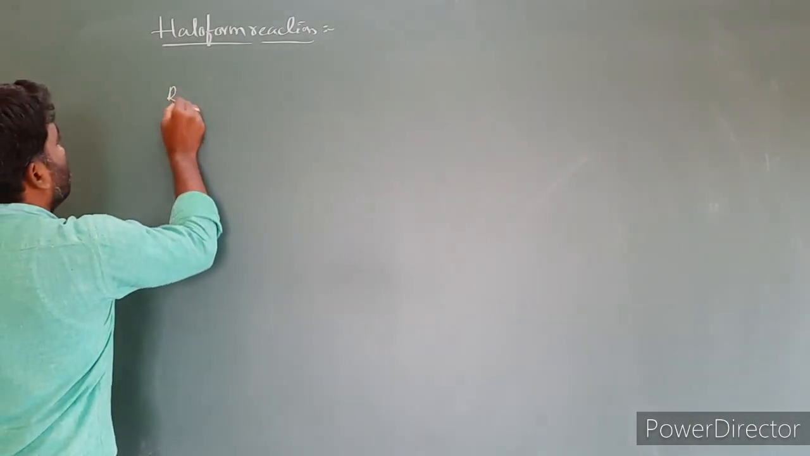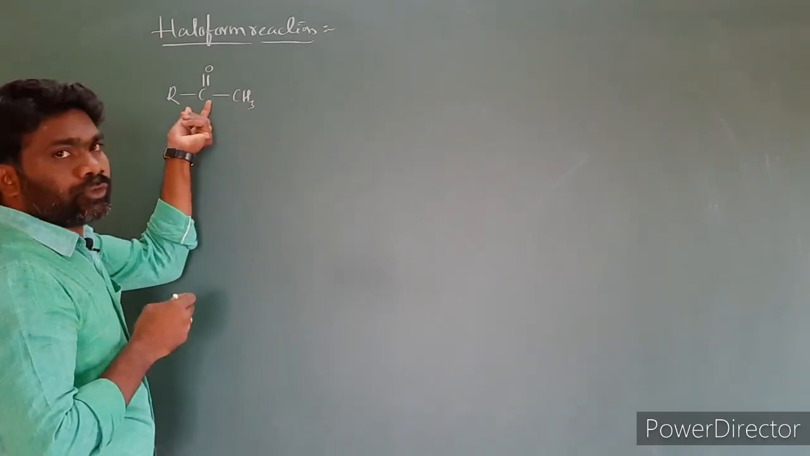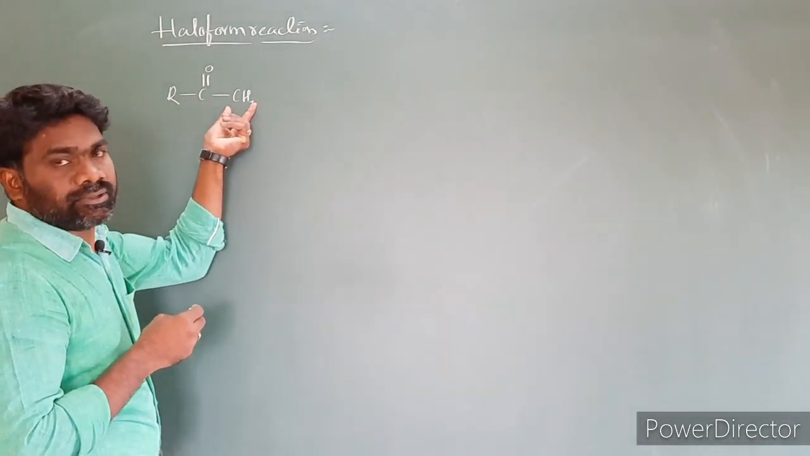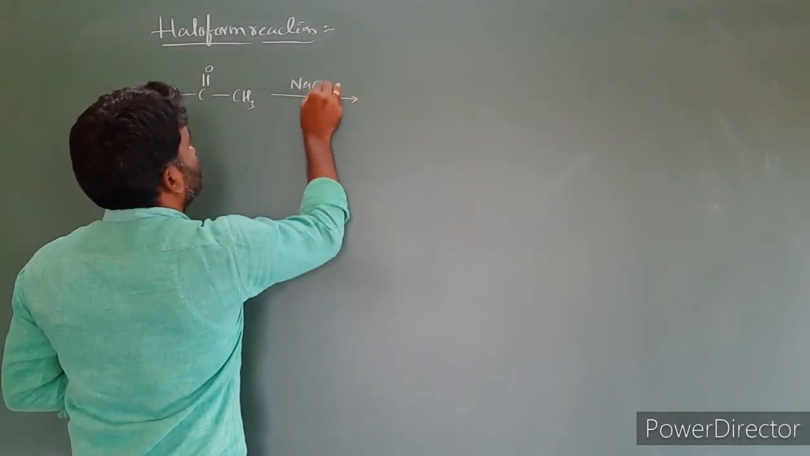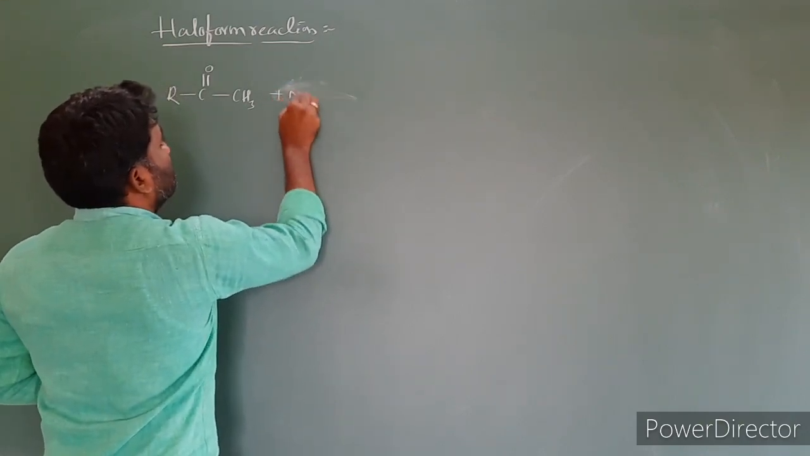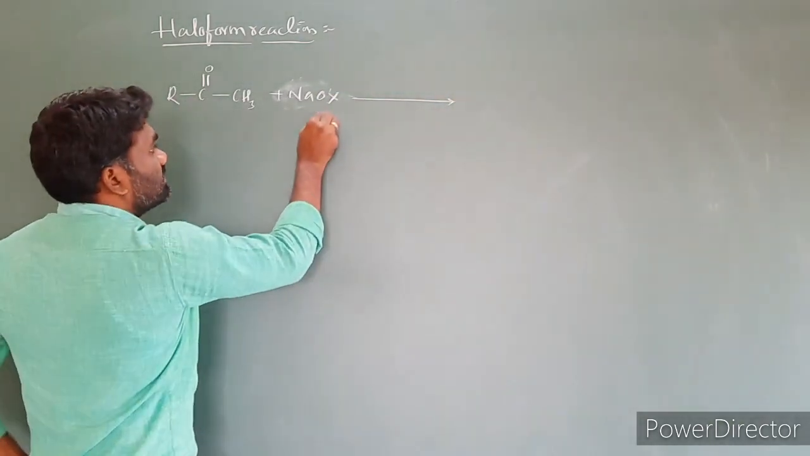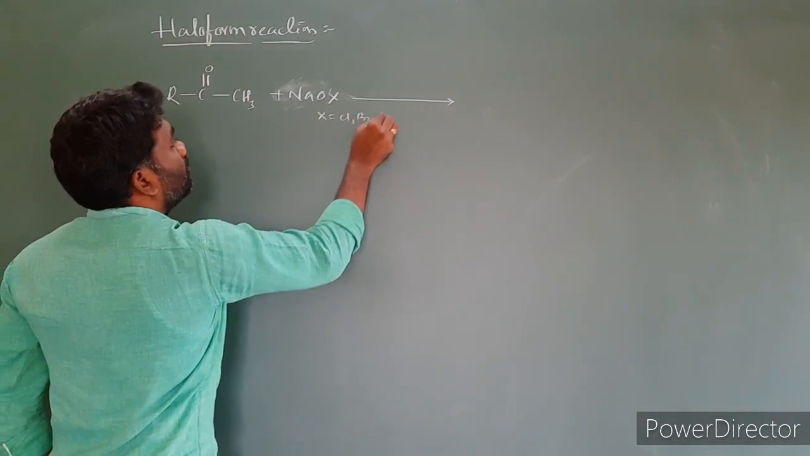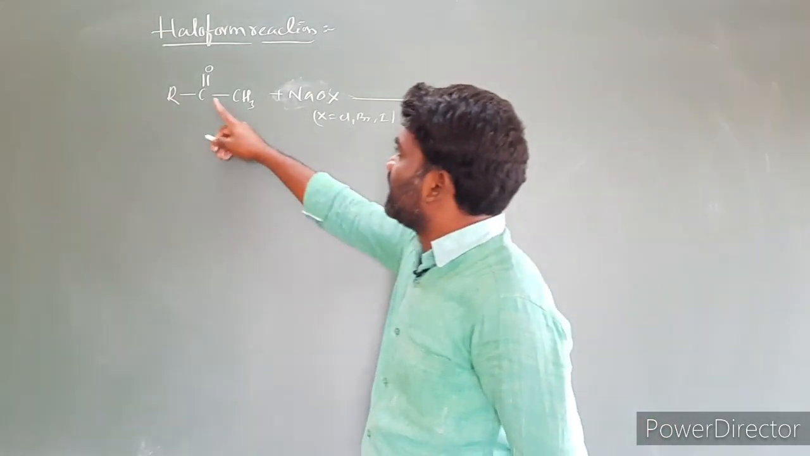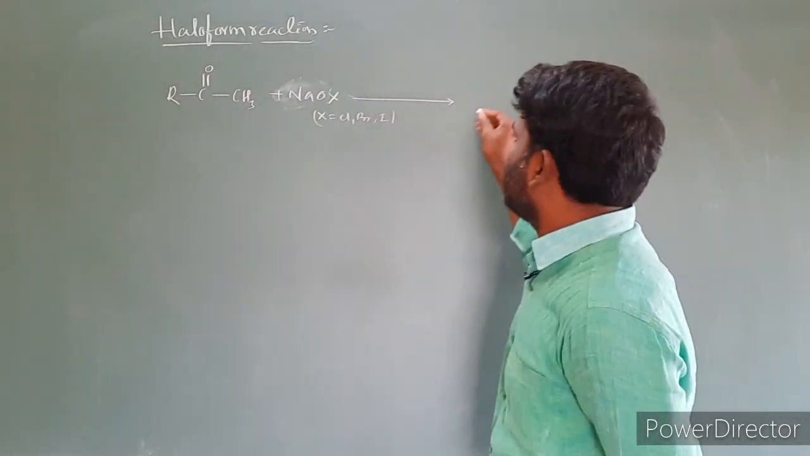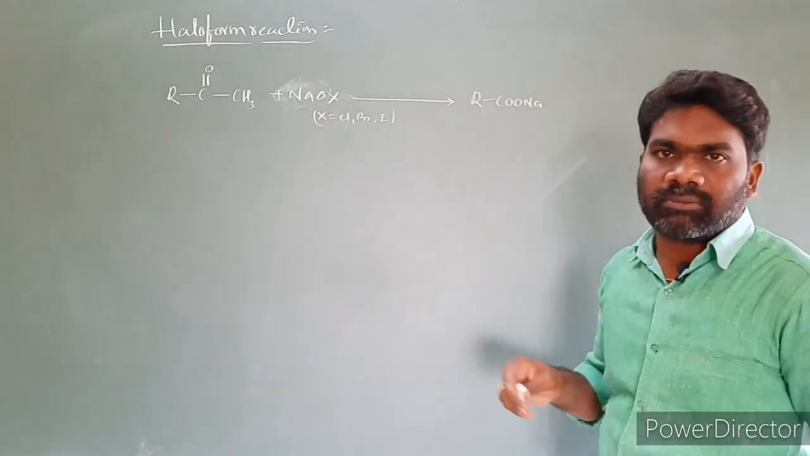I am taking RC double bond O CH3. This is the carbonyl carbon, and to this carbonyl carbon, one methyl group is attached. This compound we have to treat with NaOX, where X is chlorine, bromine or iodine. Then the product we can expect is the C double bond O group converting into RCOONa, the sodium salt of carboxylic acid.